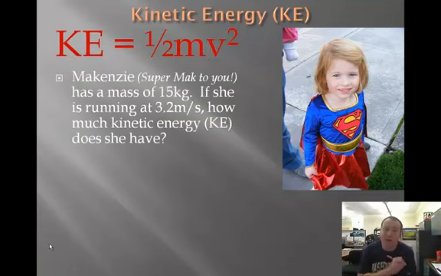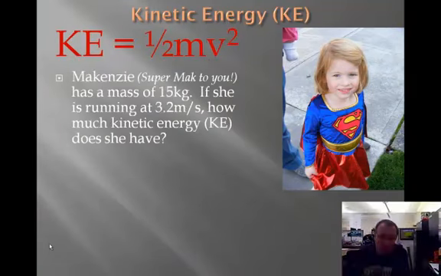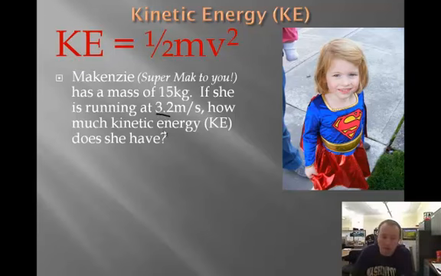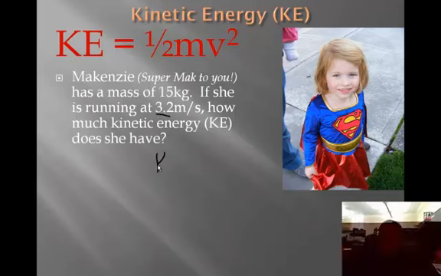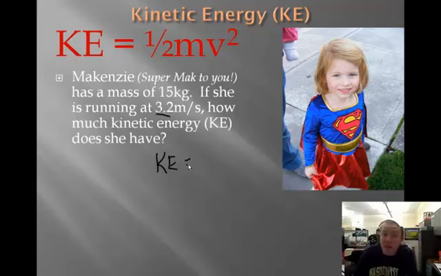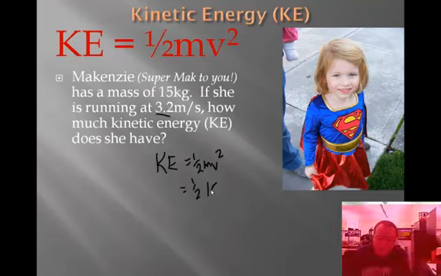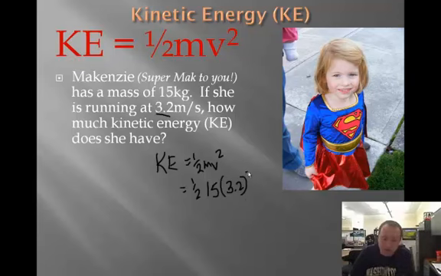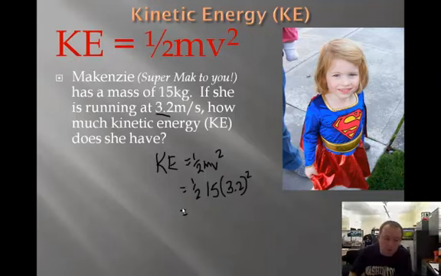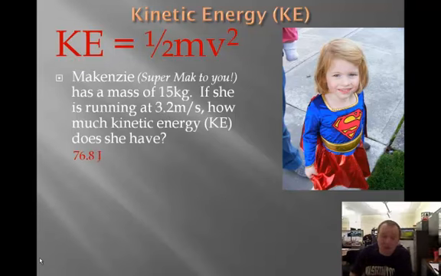Alright, so my daughter, Mackenzie, has a mass of 15. She's running at 3.2. How much kinetic energy does she have? Lay out your equation every single time. Kinetic energy is 1/2 mv squared. So it's 1/2 of her mass. Her velocity is 3.2. Square it, and you're going to get whatever this says right here. So now my calculator. 76.8.